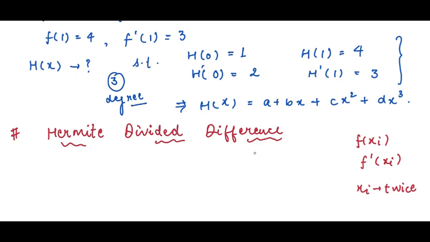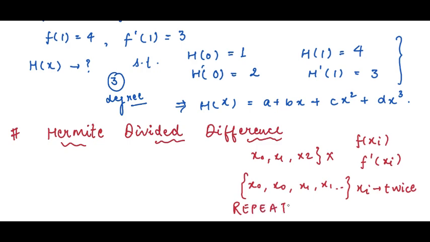So instead of going with x0, x1 and x2, we use x0, x0, x1, x1 and x2, x2. So these are called repeated nodes. And this is one of the most important concepts in Hermite interpolation. Suppose we know both f at x0 and f dash at x0, we represent the node twice.